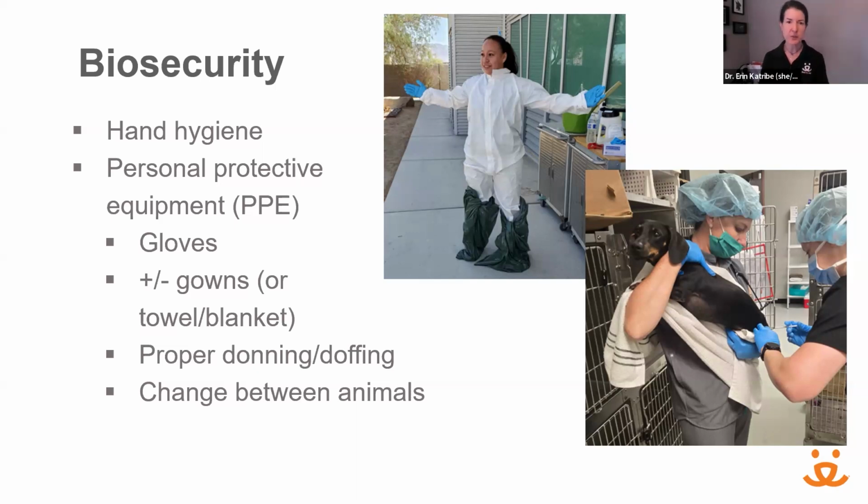Something as simple as a towel or a blanket. So you can see the technicians in the photo. They're inducing this healthy adult animal for surgery. But this dog came from a high-risk shelter, and so we're worried about infectious disease. My technician in the photo, she's just got a towel over her body to protect her from becoming contaminated.